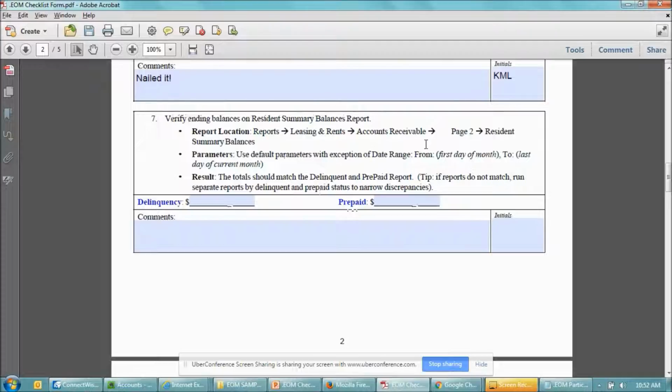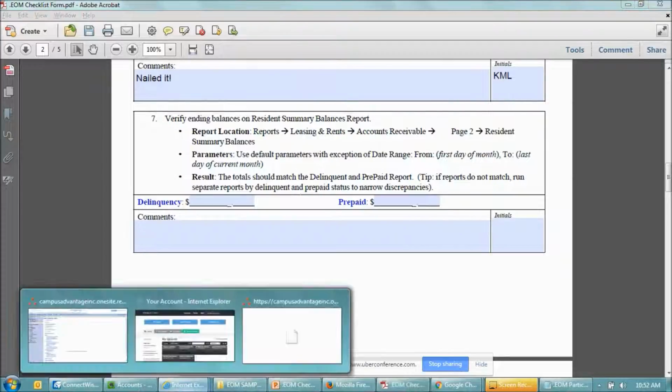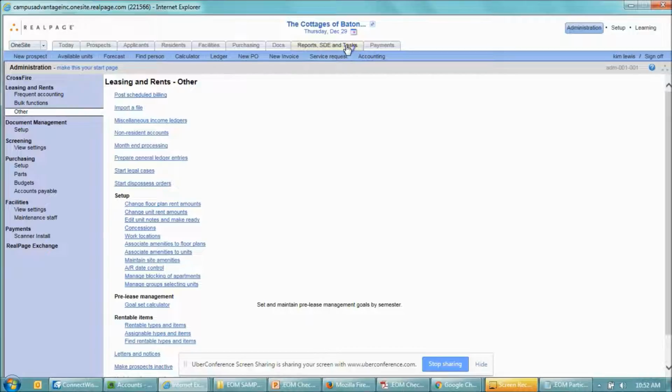Number 7, the resident summary balances report is on page 2 of the accounts receivable. So let's head over there. So reports.